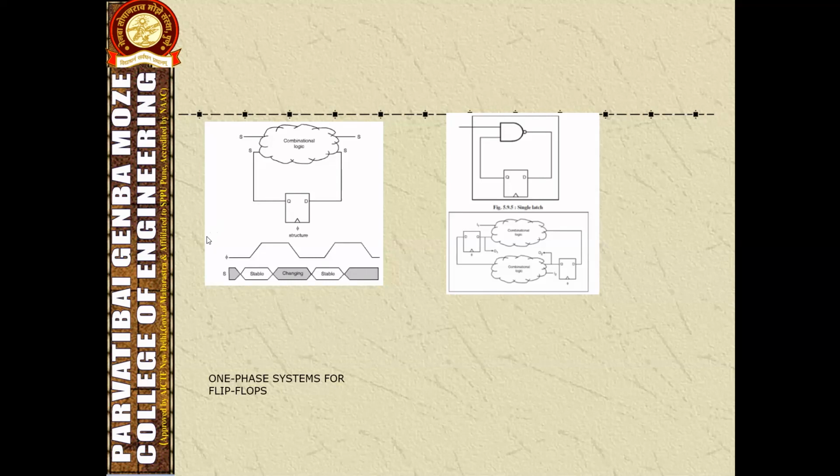Here, this is the figure. This system consists of the clock signal phi and the data signal S. At the input side, the flip-flops react to the rising edge of the clock. The stable value is reached at the flip-flop output.